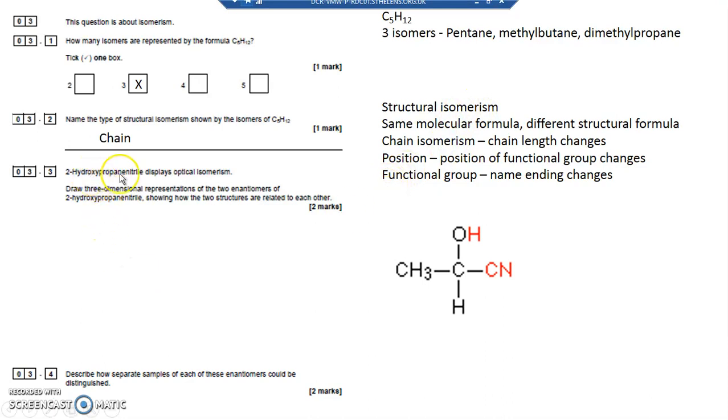So the next one, 2-hydroxypropane nitrile, displays optical isomerism. I've drawn you 2-hydroxypropane nitrile here. Let's have a look at it. Prop, 3 in a line. 2-hydroxy, so an OH is either an ol or a hydroxy. Propane, 3 in a line. Nitrile is a CN, and one of the C's counts as part of the chain. So I've got 3 carbons in the chain.